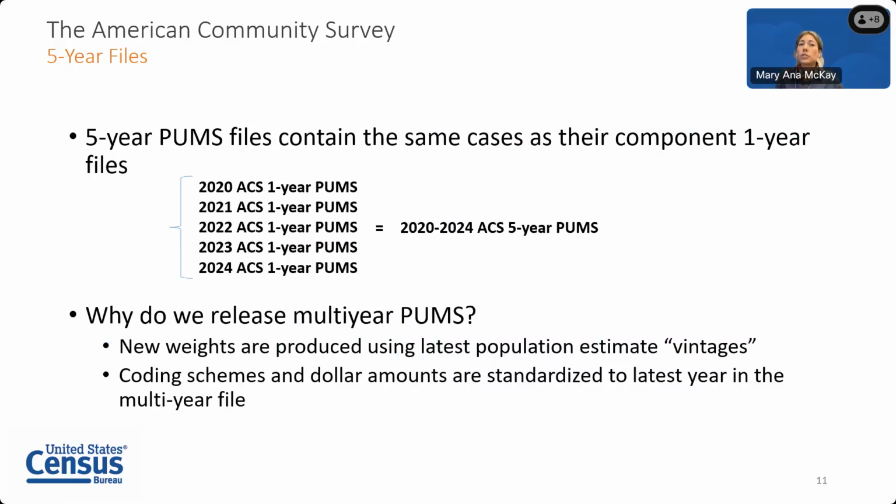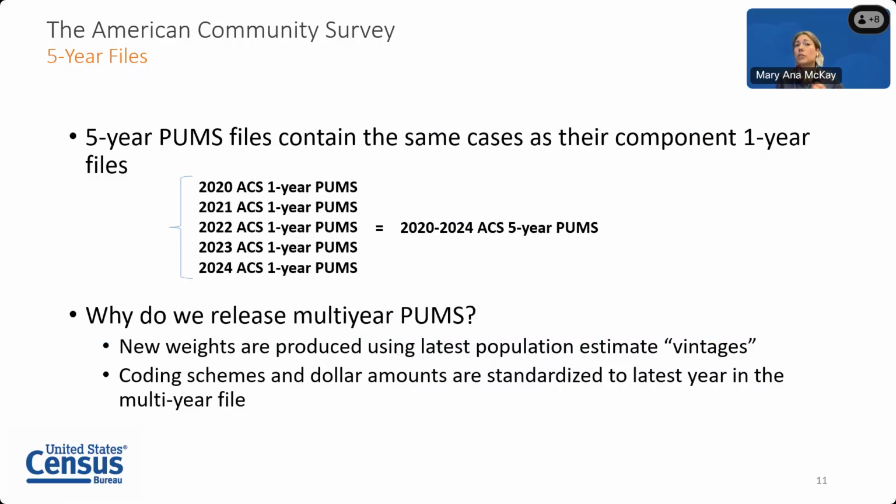I did mention that the 2020 to 2024 5-year PUMS will be released in March, but let's unpack this PUMS product briefly. The 5-year PUMS is the equivalent of 5 one-year files, so it includes about 5% of all U.S. households. But people often ask, what is the benefit of the 5-year PUMS?